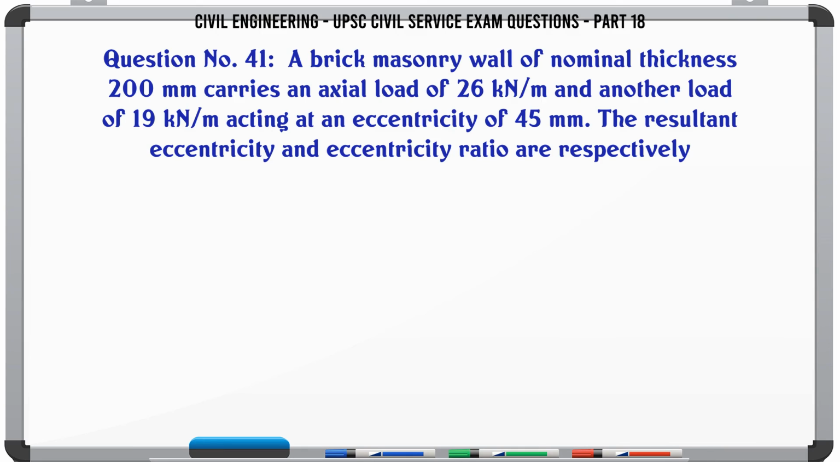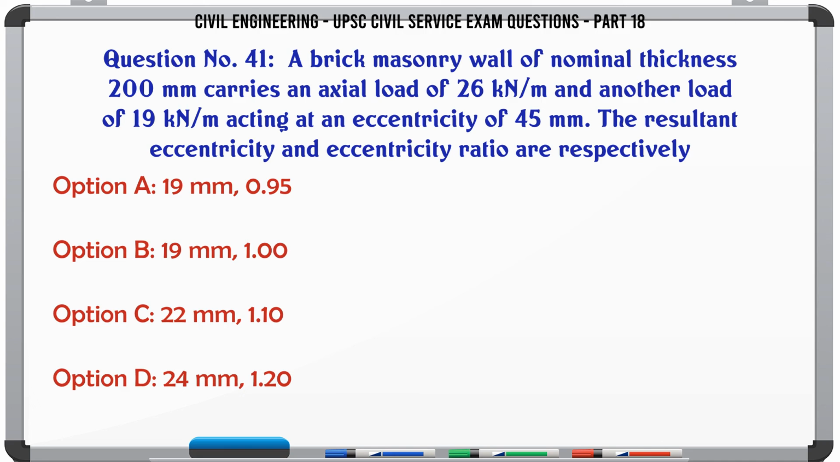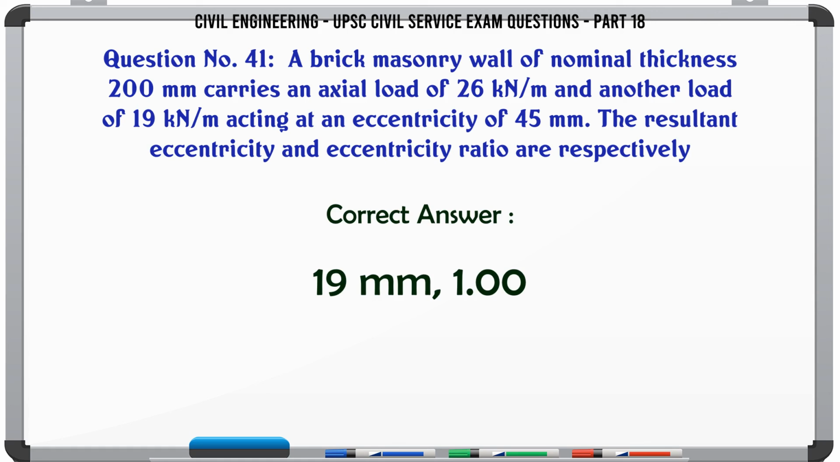A brick masonry wall of nominal thickness 200 mm carries an axial load of 26 kN and another load of 19 kN acting at an eccentricity of 45 mm. The resultant eccentricity and eccentricity ratio are respectively A, 19 mm, 0.95; B, 19 mm, 1.00; C, 22 mm, 1.10; D, 24 mm, 1.20. The correct answer is 19 mm, 1.00.